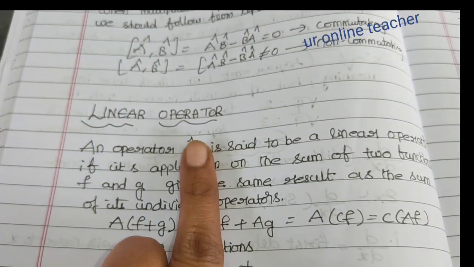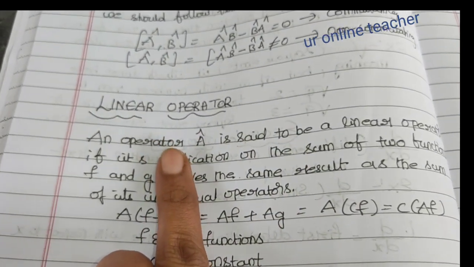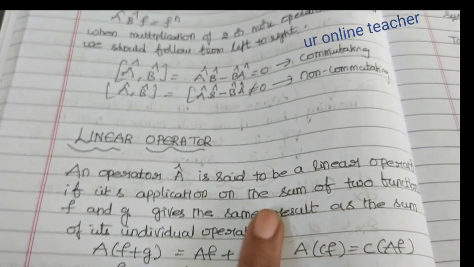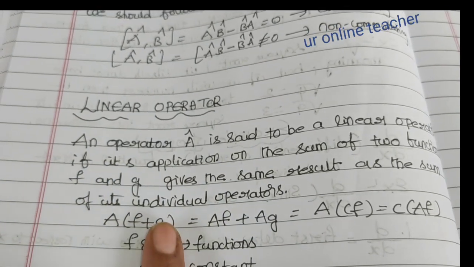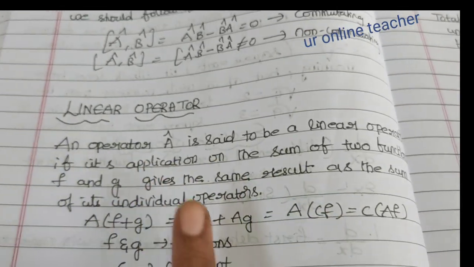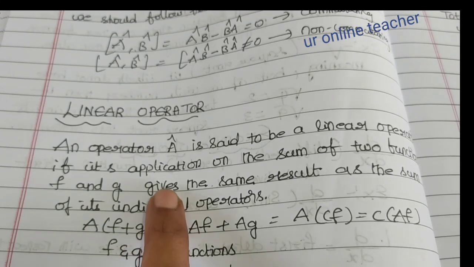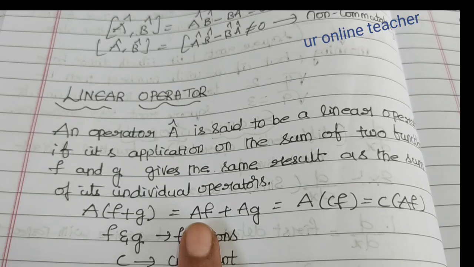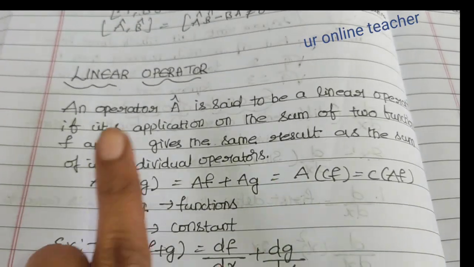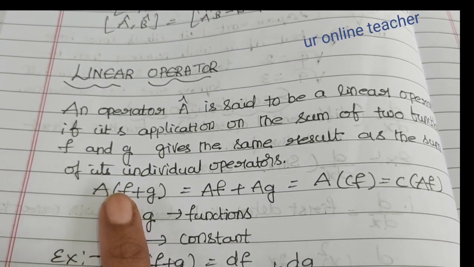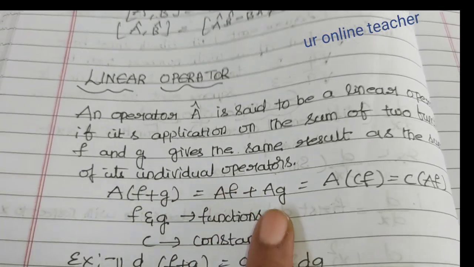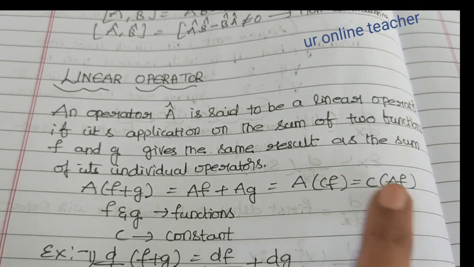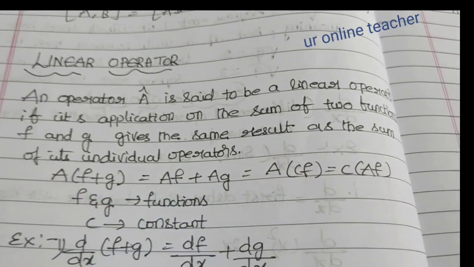The first one is the linear operator. An operator A cap is said to be a linear operator if its application on the sum of two functions f and g gives the same result as the sum of its individual applications. For example, A(f plus g) is equal to A f plus A g, and A(c f) is equal to c A f, where c is a constant and f and g are functions.